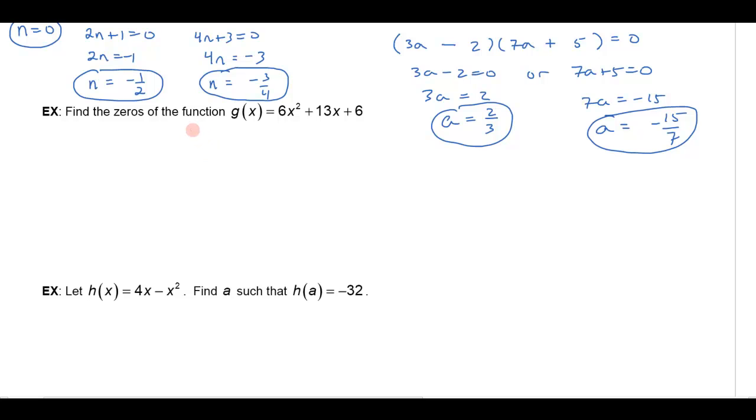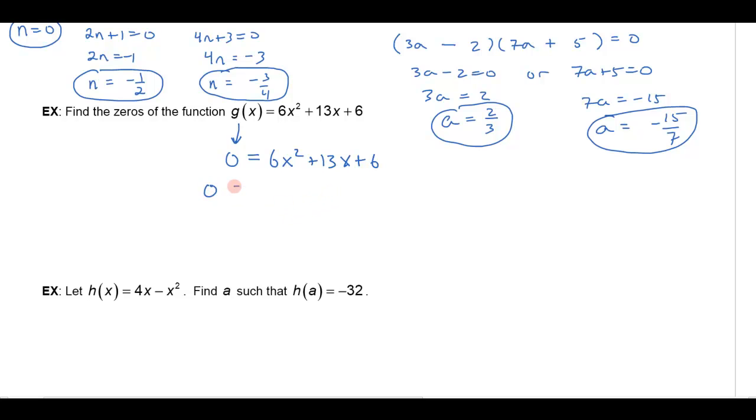Okay, here's another way to pose the same problem, just using different language. It says to find the zeros of the function g of x equals 6x squared plus 13x plus 6. Now the zeros of the function are the x values that you plug into the function to make the output be 0. So I want to solve where 0 is equal to 6x squared plus 13x plus 6. And so it's just another quadratic equation that we'll solve, hopefully by factoring.